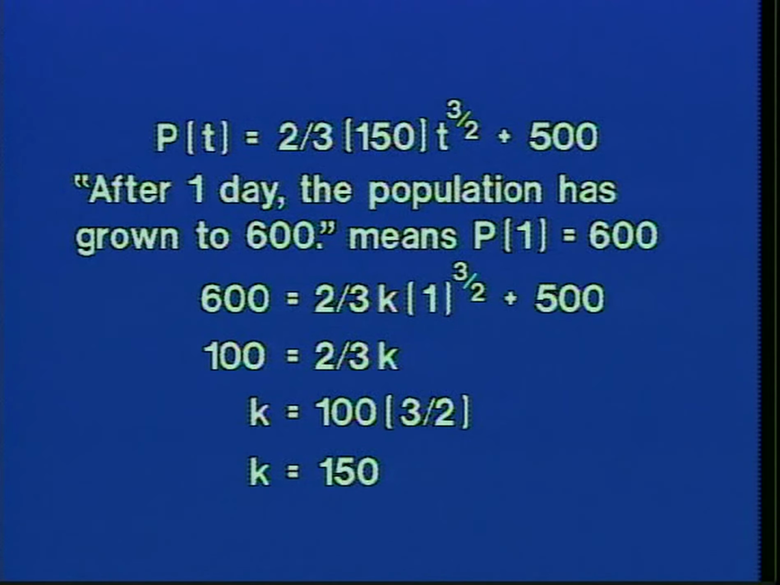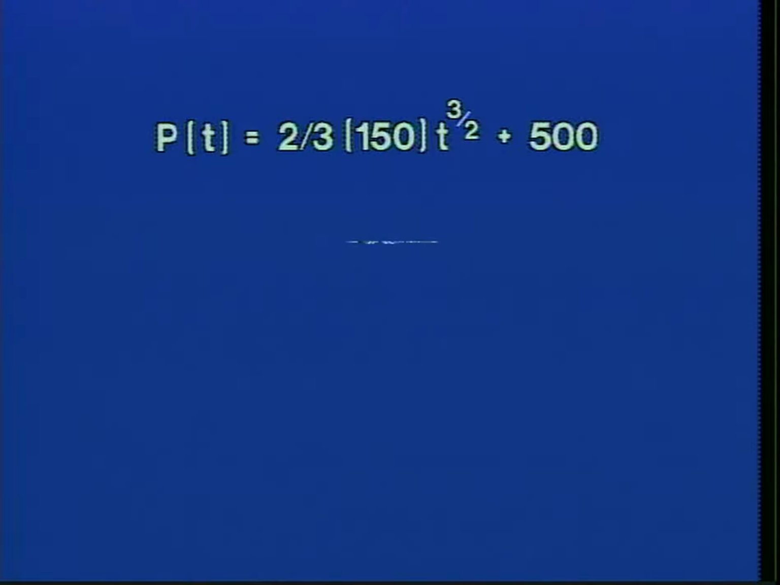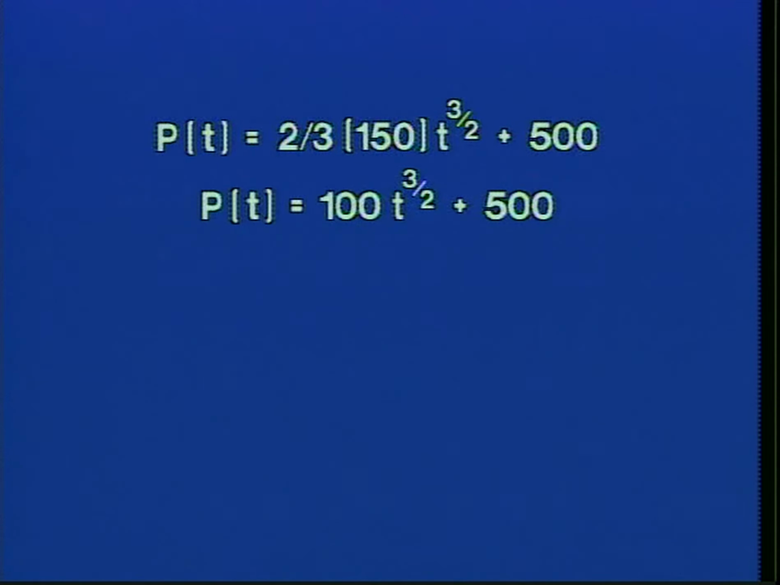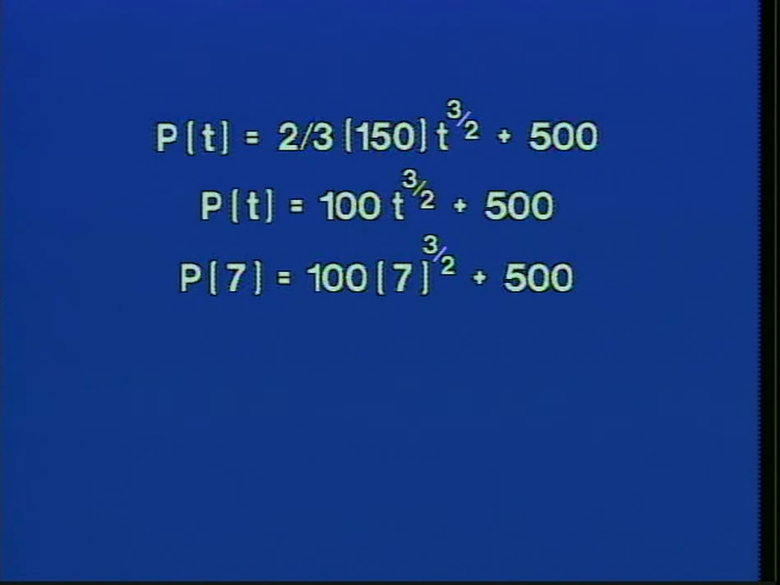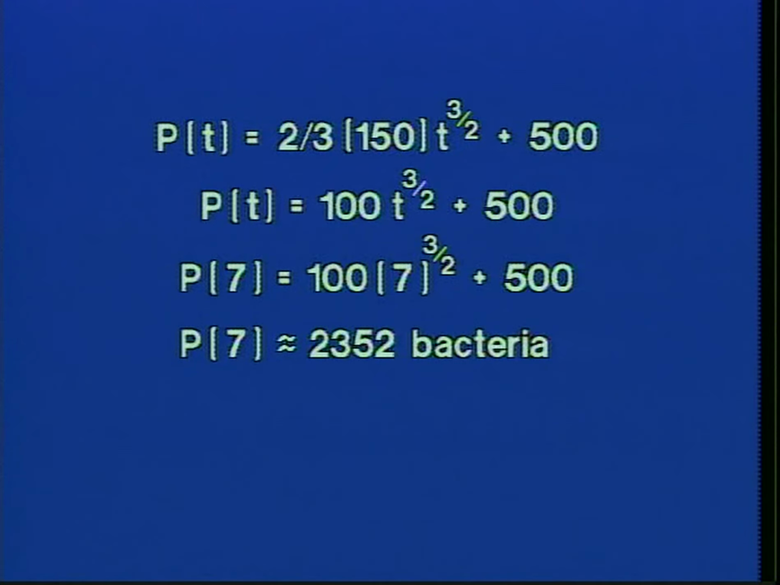Well, now we're set up to replace k with 150 and then answer the question that's posed in the problem. You know, we're trying to find the number of bacteria after 7 days, and we can do that by just replacing into this equation. Now notice that 2/3 times 150 gives that 100 coefficient that we're looking at here. Well, let's see, replacing t with 7, we simply evaluate using the calculator, and we find then that after 7 days there are approximately 2,352 bacteria.